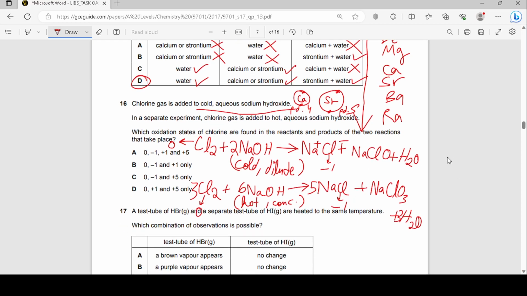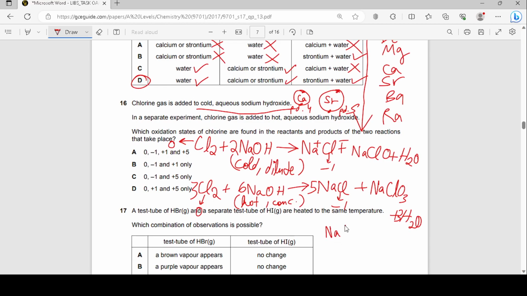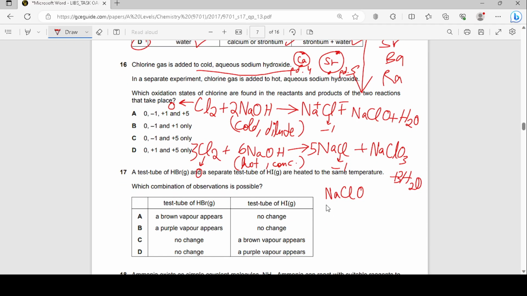Now in the compound NaClO, there are two ways you can do it. One is that obviously Na, group 1, has a fixed oxidation state of +1. Then we don't know chlorine's oxidation state, so we're going to take it as X. And then oxygen has a fixed oxidation state of -2 usually, and the whole overall compound has an oxidation state of 0. So X - 2 + 1 = 0, so X equals +1. So that's one way of doing it.